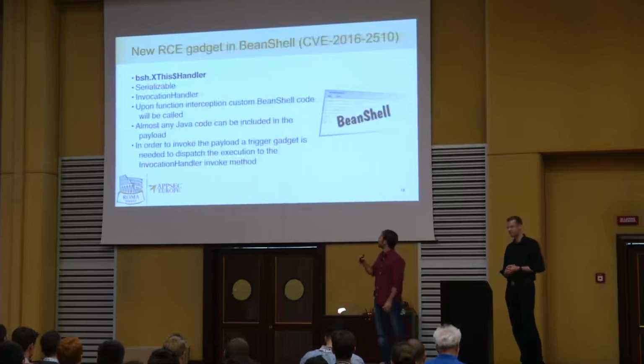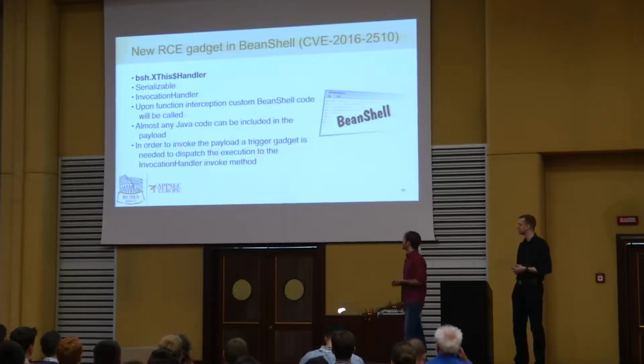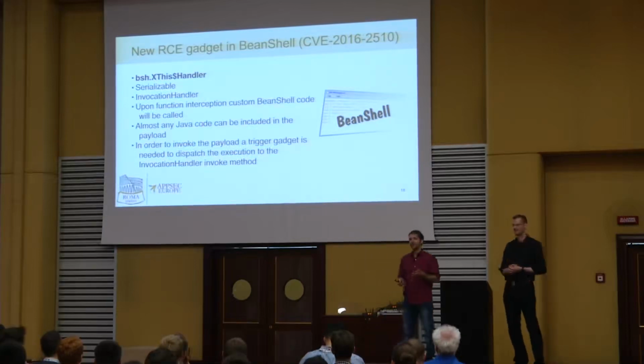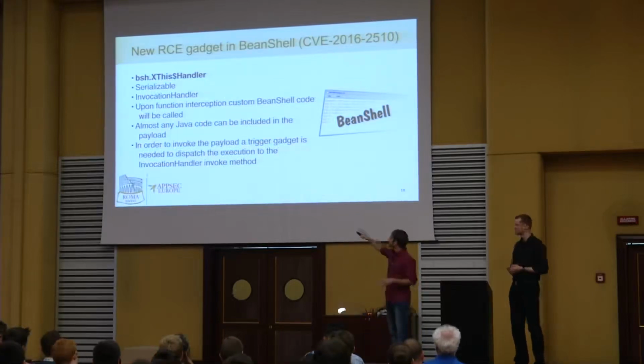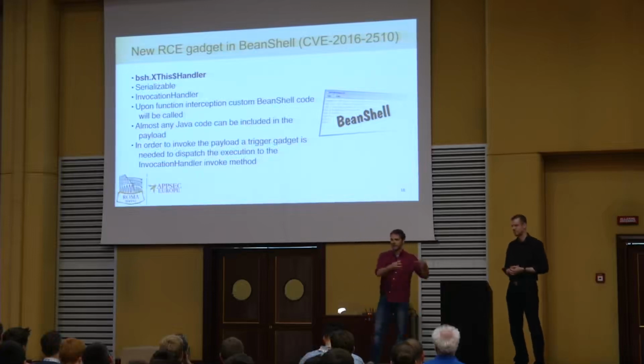So we found several gadgets that we reported in Python and Oracle libraries. One of them was in BeanShell. How many of you are familiar with BeanShell? Probably no one, right? Okay. So BeanShell is basically a scripting library, like a very old version of Groovy that uses very similar syntax to Java. And it contains an invocation handler, this BSH XDis class, that basically intercepts a Java call and replaces it with a BeanShell call for a function with the same name and the same signature.